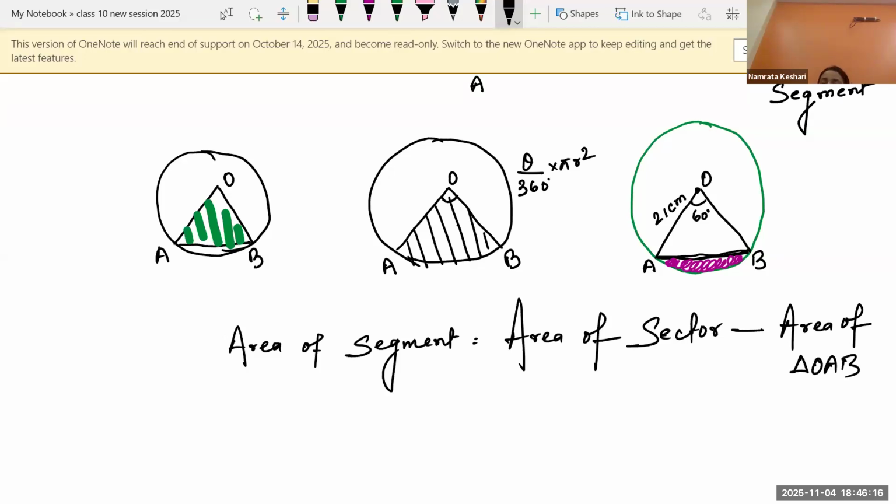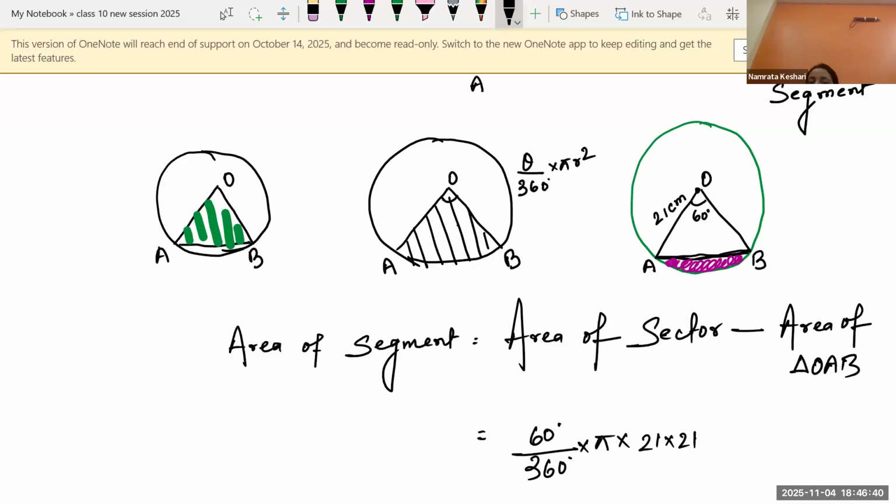Okay. Area of the sector, you already know the formula is theta by 360 into pi r square, where theta is 60 degree. R is 21, so 21 into 21. Let me check here whether the pi value is given or not. Otherwise, we will leave pi as it is.